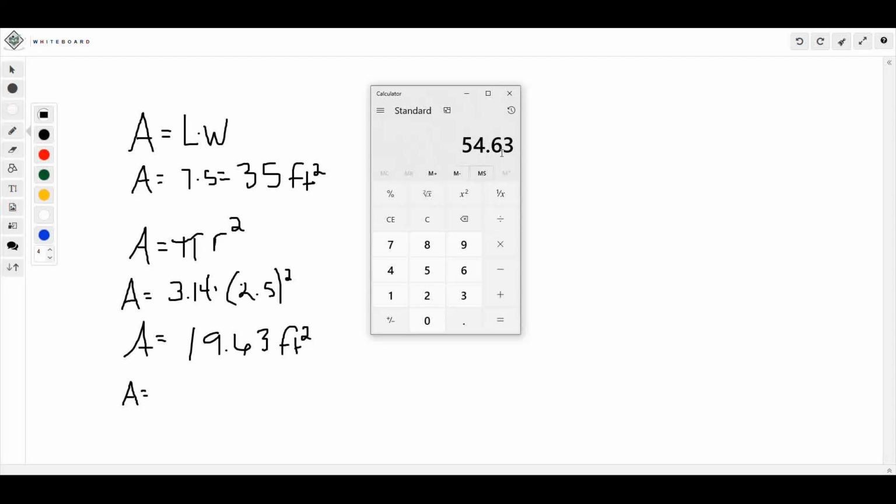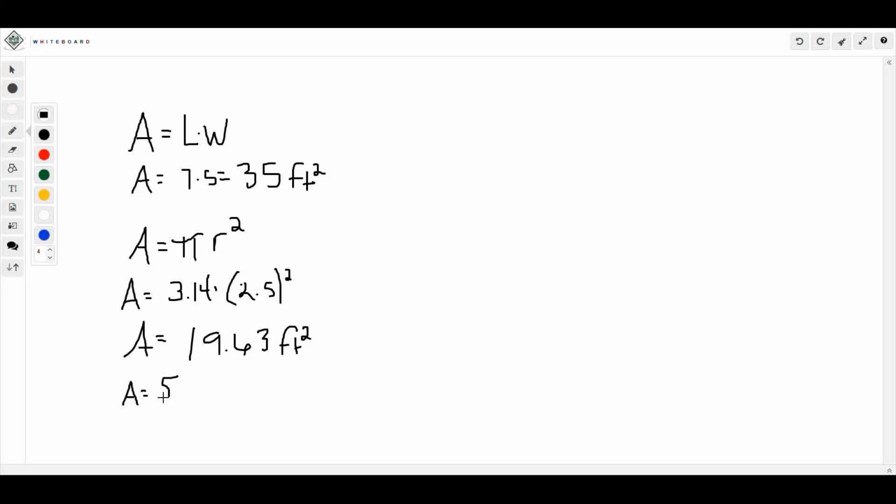Let's round it to 54.6. I'm not sure what they want you to round it to. We're just going to round it to 54.6 square feet. That's the area. All right, so we got the area of it. Now we're going to move on to money.